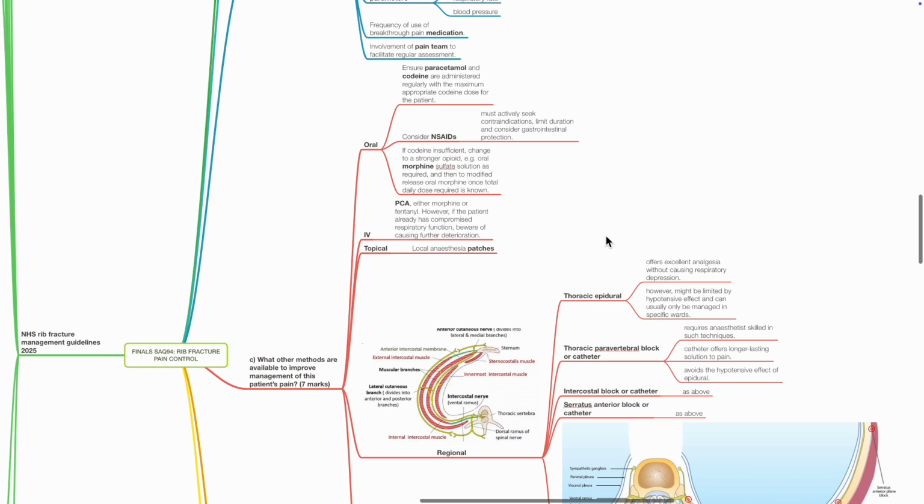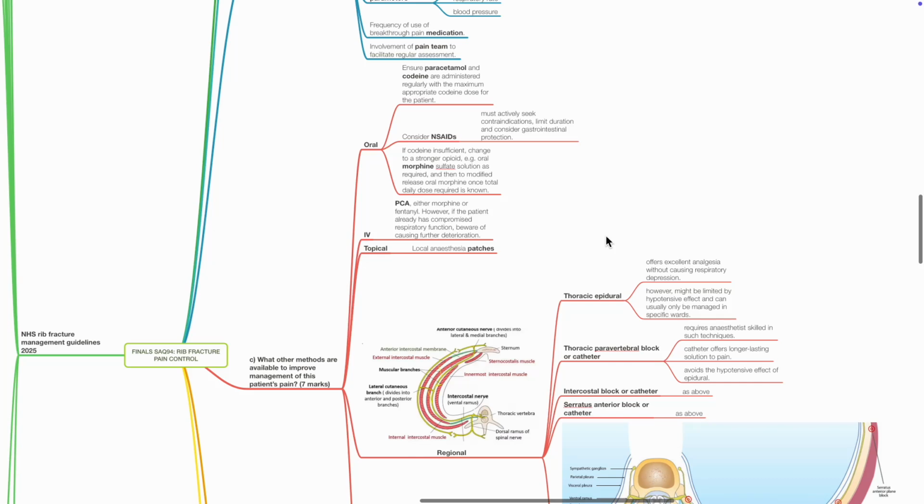C. What other methods are available to improve management of this patient's pain? This includes oral analgesia. Ensure paracetamol and codeine are administered regularly with the maximum appropriate codeine dose for the patient. Consider NSAIDs after ruling out contraindications. If codeine is insufficient, change to a stronger opioid such as oral morphine.